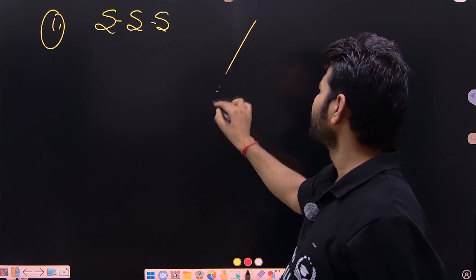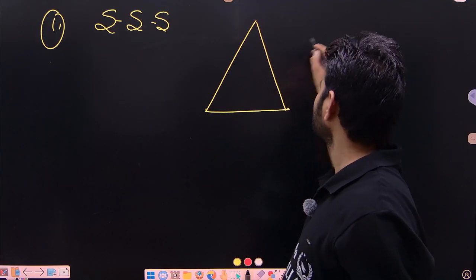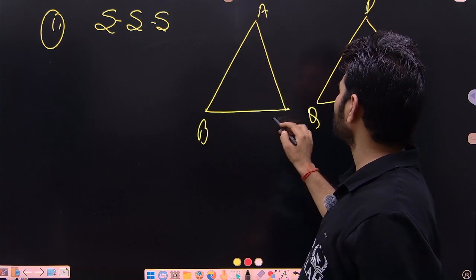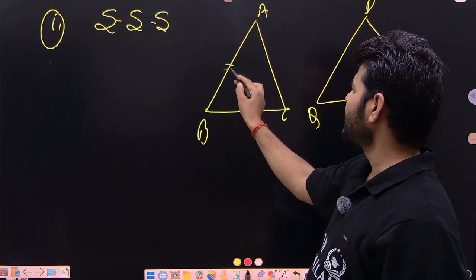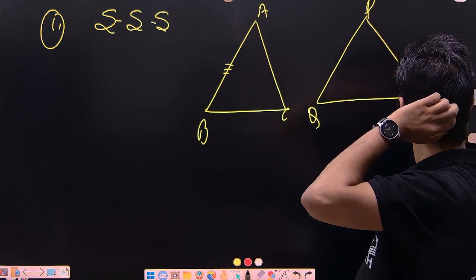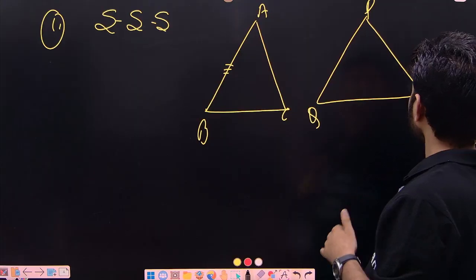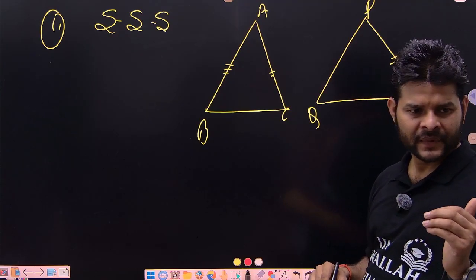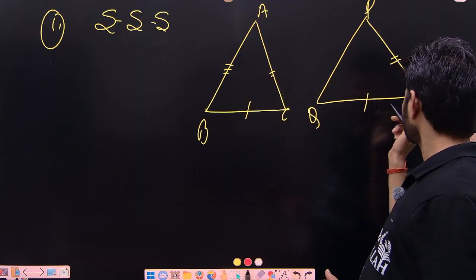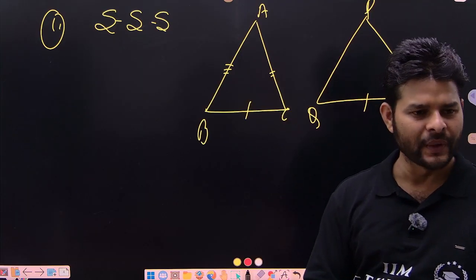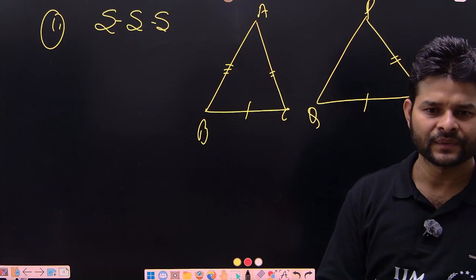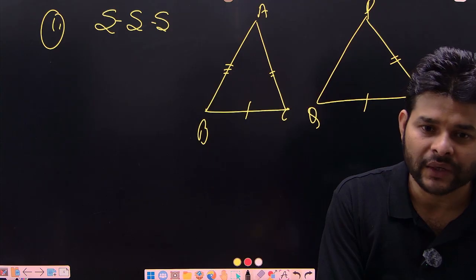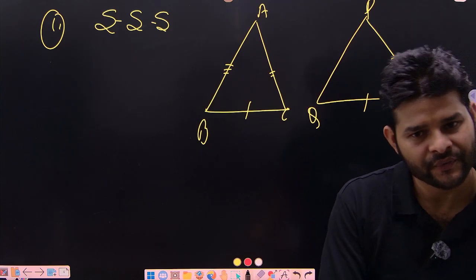So if you want to prove it, if you are given that AB is equal to PQ, and PR is equal to AC, and anyhow you are able to prove that QR would be equal to BC, then it is proven that both the triangles must be congruent. If you don't prove that, then they would not be equal or congruent. So the first property is this.